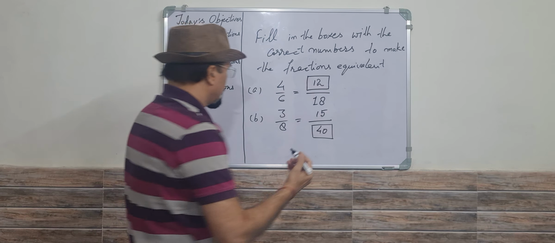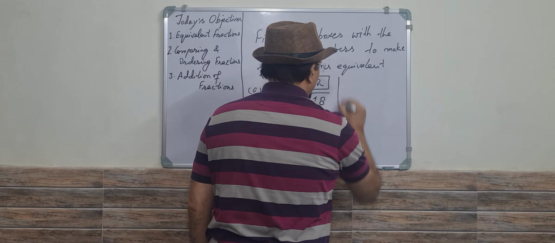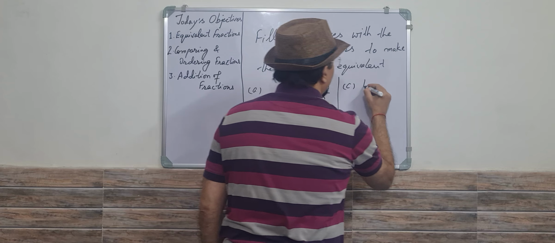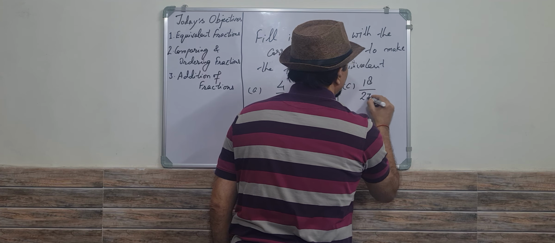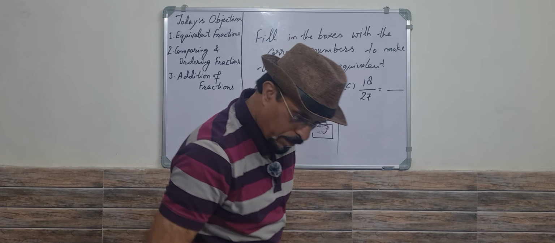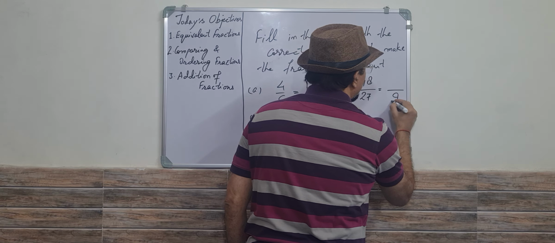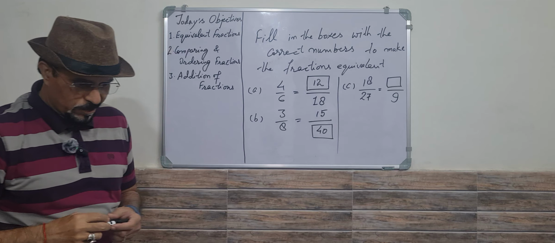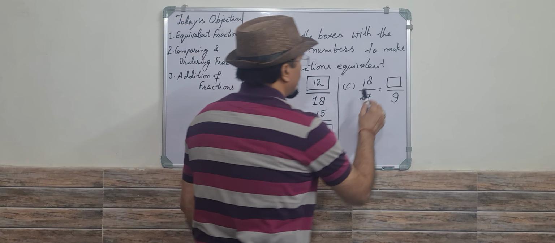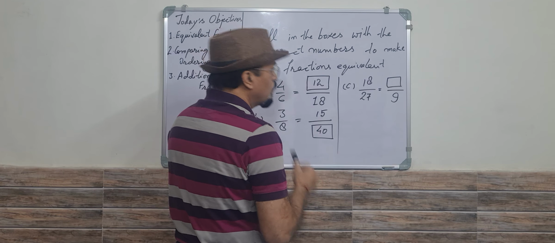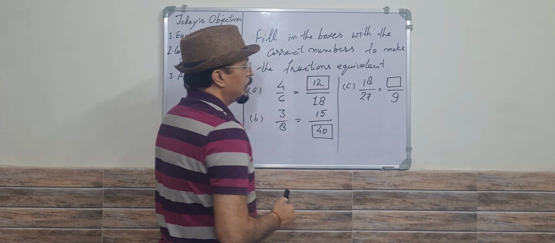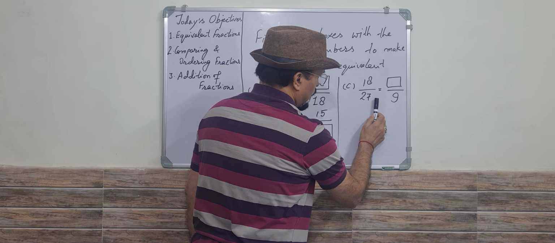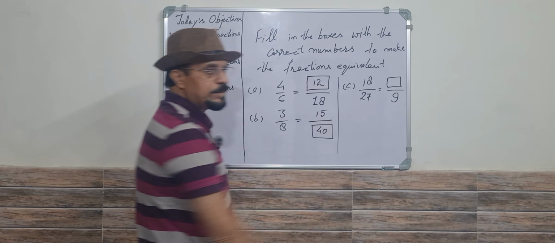Let's take one more question, and then we'll be good to go. C part, question number 18 by 27 equal to box. Yes, here the value is smaller. So 18 by 27, and I need to find the equivalent fraction to this. Now 27 should be divided by 3, then I get 9.